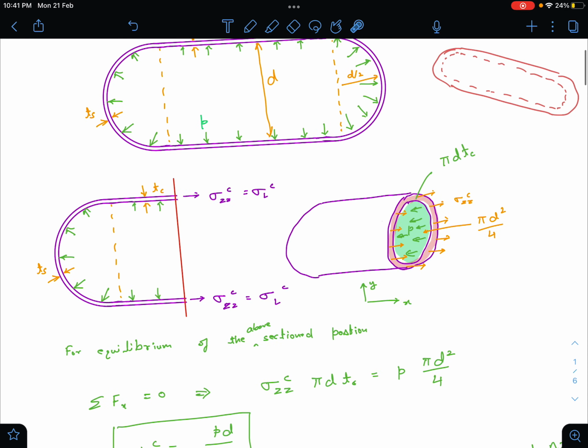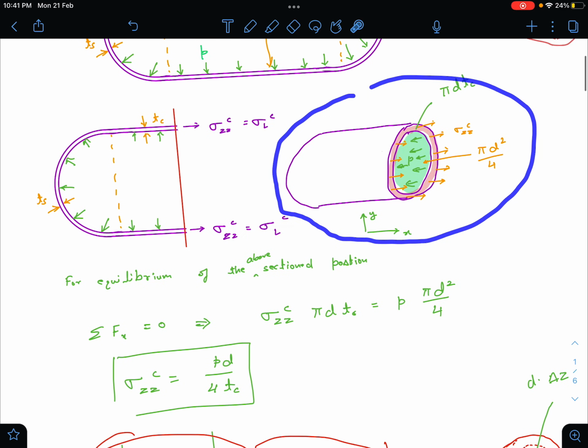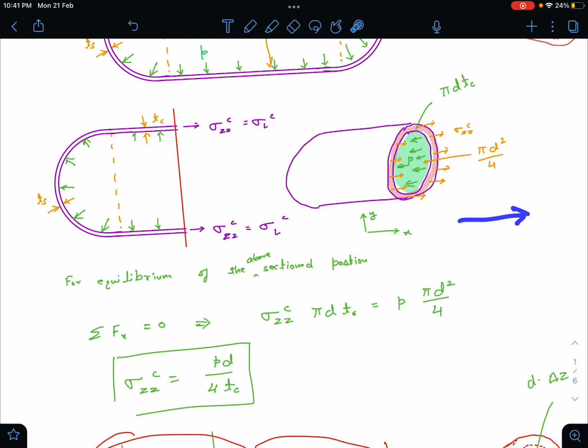Now if this cylindrical portion, the cut portion, is in equilibrium, the net force in x direction should be 0. So we can have this expression: sigma zzc times area and P times the respective area, which is pi d square by 4. So this will help us to get an expression for sigma zzc. Sigma zzc is nothing but the longitudinal stress in the cylinder.